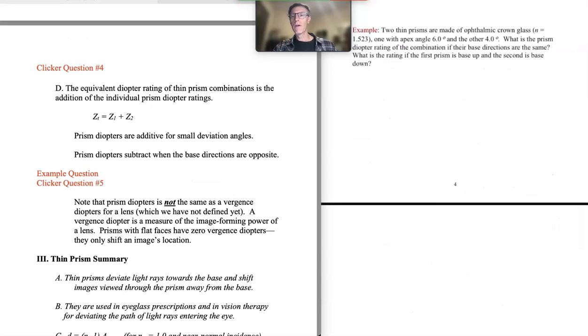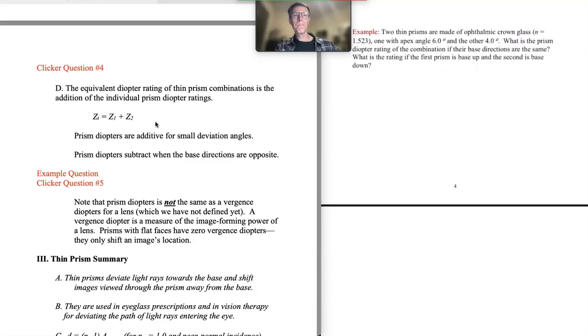Now, what happens if you combine prisms and put them together? Basically, their effect combines. So the prism power of the combination of prisms is just the sum of the prism powers of the individual prisms. So I thought I would do this example that's in the in-class notes.